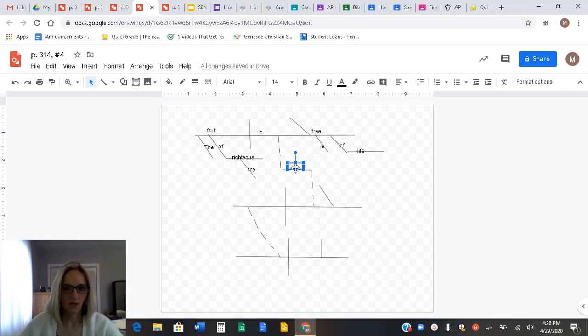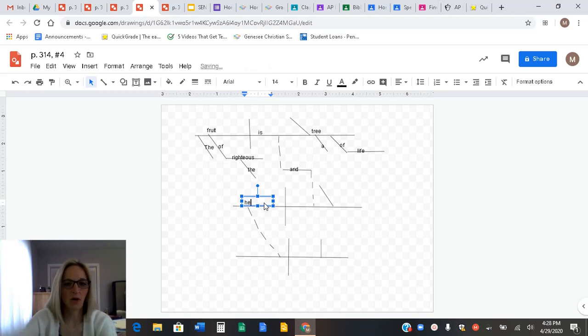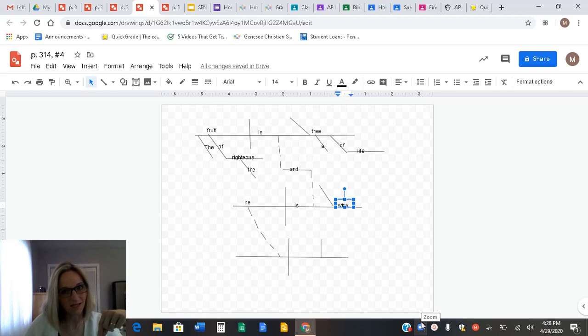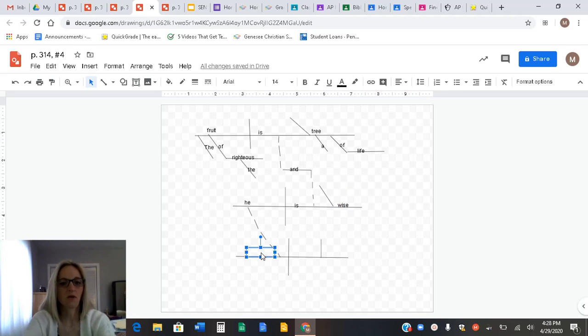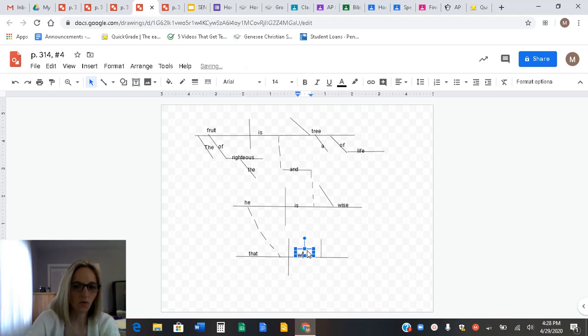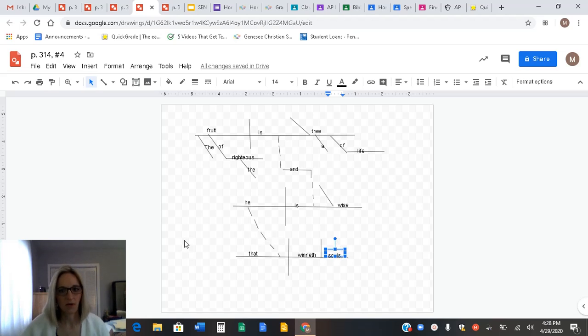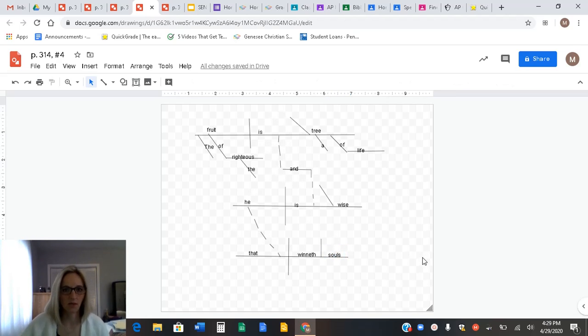What goes in the chair? My conjunction. And what is my next independent clause? He that winneth souls is wise. My independent part is he is wise, because that winneth souls, there's my clue word, tells me that's a dependent clause, right? So that's going to go down here. That winneth souls is describing he. So that's why my dotted line is going from that back to he. And remember, our chair always goes between the two verbs. Okay, how'd you do?